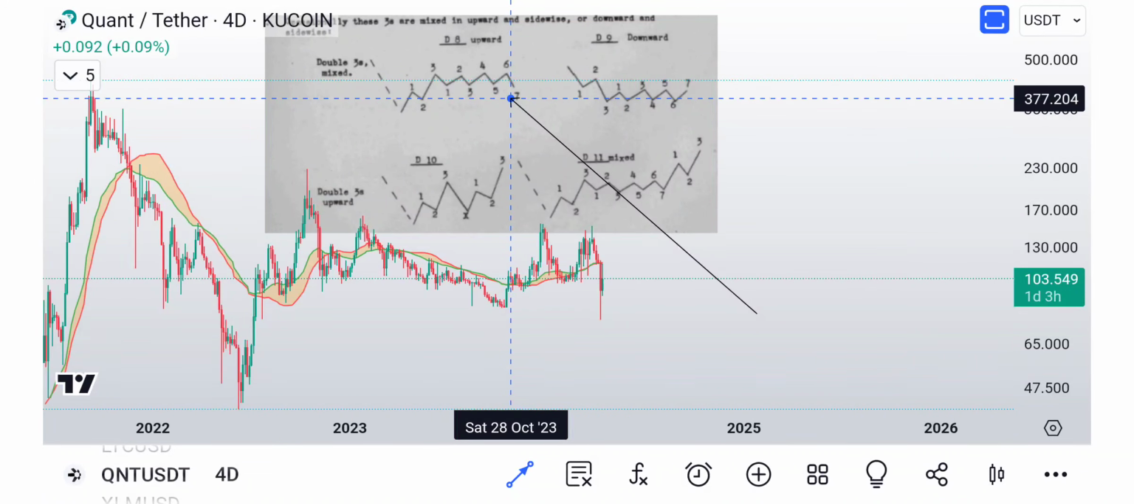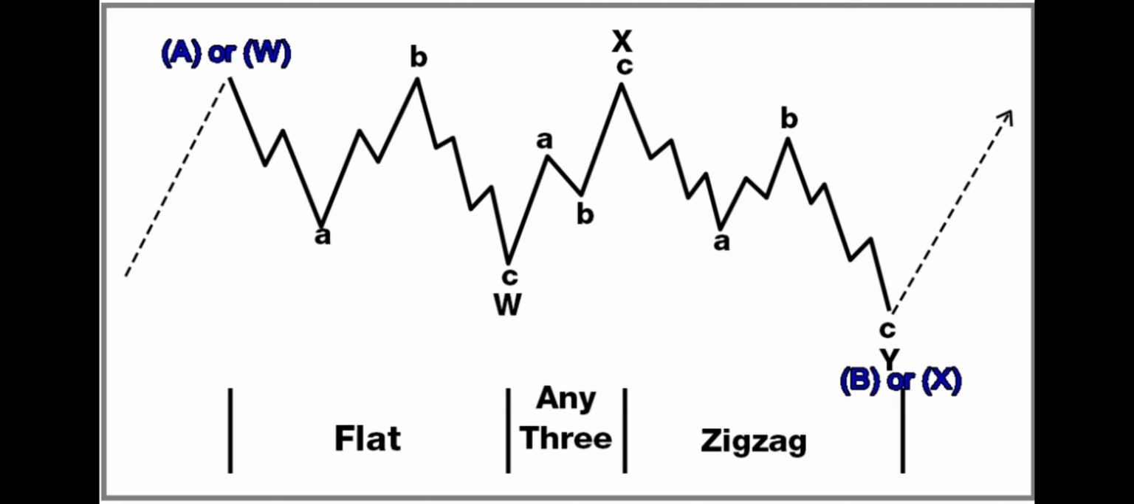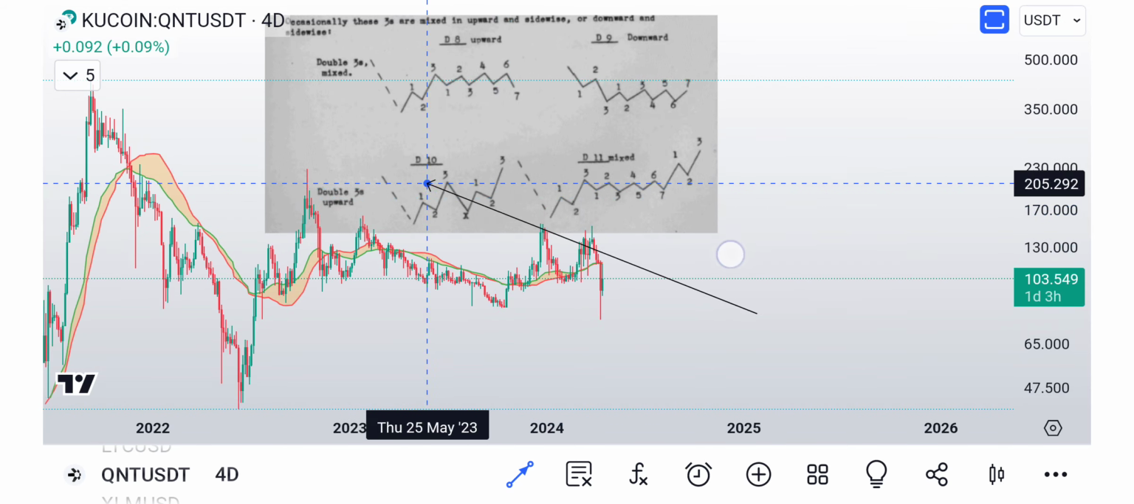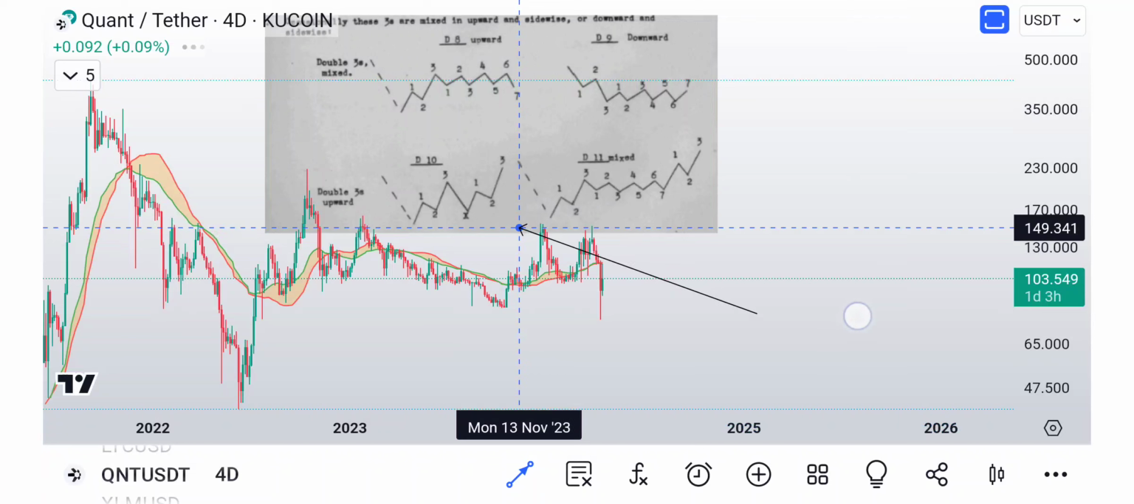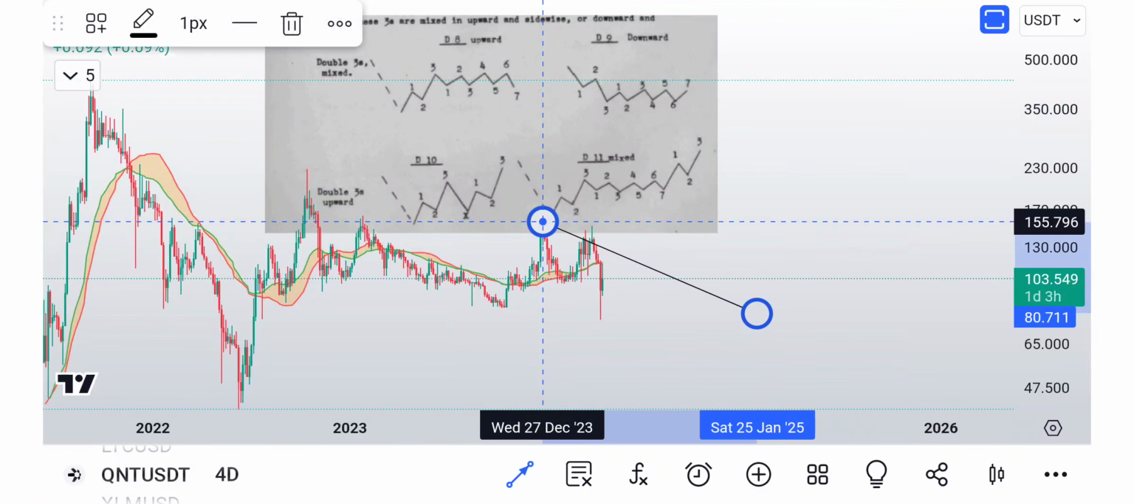So another example is this right here. The first three waves is a flat. The second one is any three, and then the last one, basically an ABC, so a zigzag. So we can think, okay, if that's a double three, and these examples are double threes, let's see if we can make sense of it now.